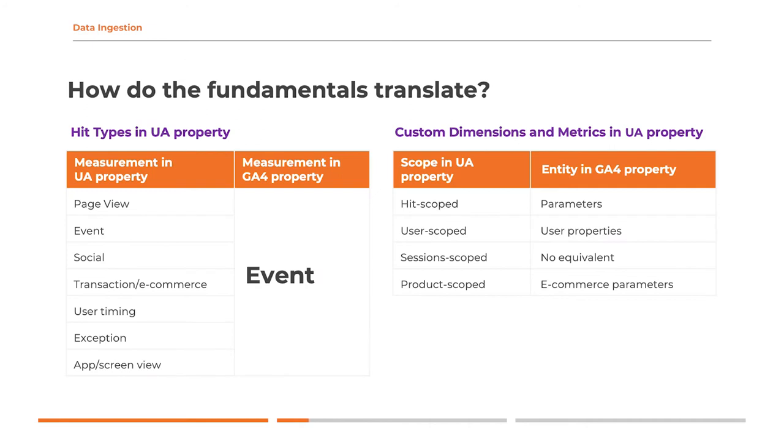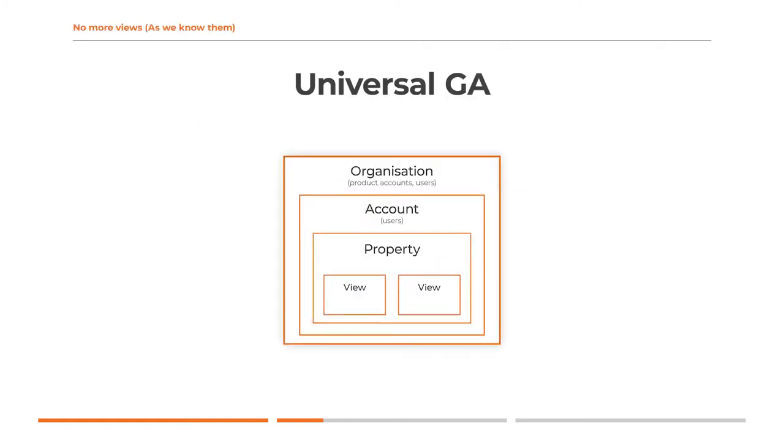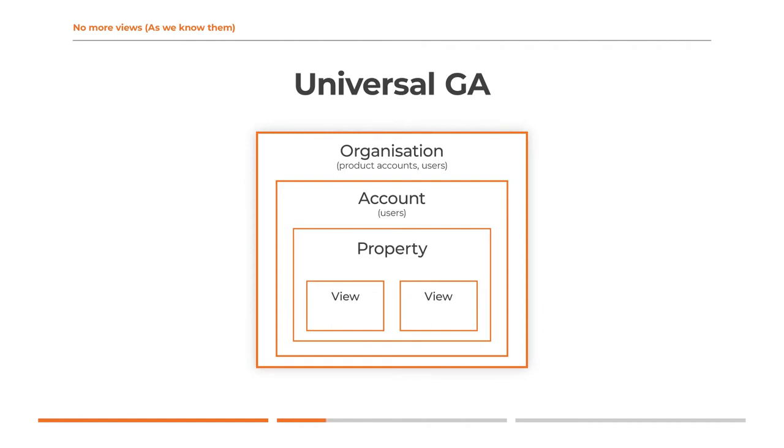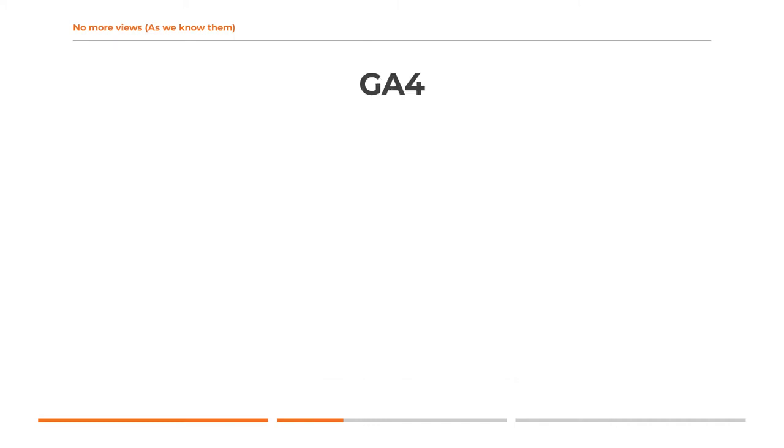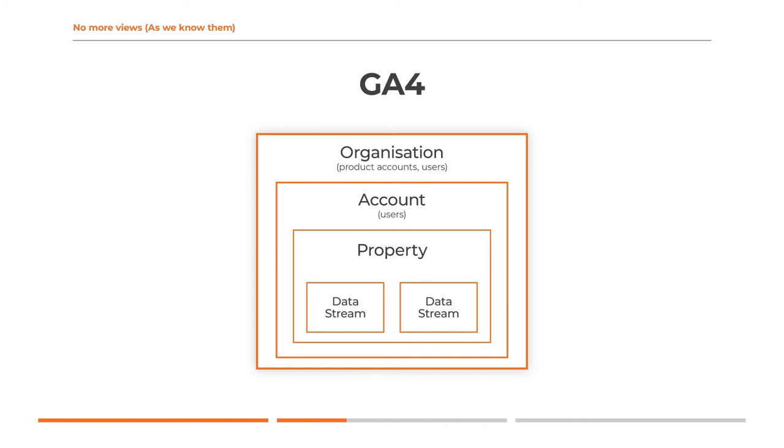And as I have mentioned before, Universal Analytics used to have page views, events, social, transaction sort of hits, whereas in GA4, everything is event-based. So everything is an event. And then the structure hasn't really changed that much, except that where we used to have views, in GA4, we now have streams. So the top part of it, the organization, the account level, the property level, is all the same in both the new GA and the old GA. The only difference is the data streams where we had views.